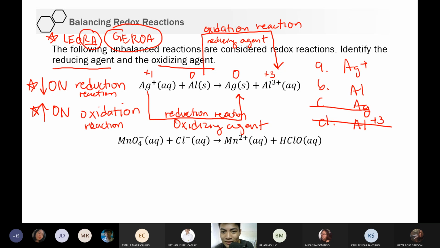Siguro gets nyo naman kung sino yung oxidation reaction, sino yung reduction reaction. Pero when it comes to agent, doon na nagkakabaliktad. Always keep in mind, baliktad kapag may word na agent. It underwent reduction reaction, so tawag sa kanya, oxidizing agent. Okay. And then kapag may oxidation reaction, tawag sa kanya, reducing agent. Okay? Baliktad na. Ang logic nga dyan, sabi ko, pag may word na agent, tutulungan mo yung kabila. Okay? Okay.